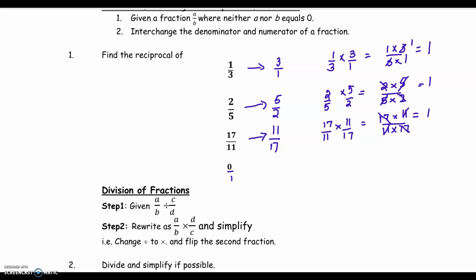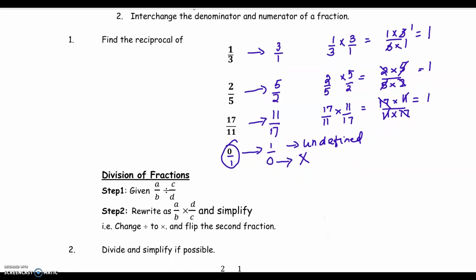Now, 0 can be written as 0 over 1. This is the only number that cannot be flipped. You get 1 over 0. And remember, this cannot happen. A 0 cannot be in the denominator. This term is undefined. Every number that can be written as a fraction can be flipped, but look at 0. 0 can be written as 0 over 1, but we cannot flip this fraction.